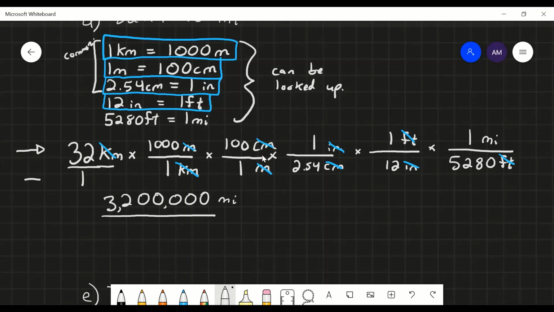But we still have to multiply all of the denominators. So 1 times 1 times 1 times 2.54 times 12 times 5,280. If you put all that in your calculator, you should get 160,934.4.